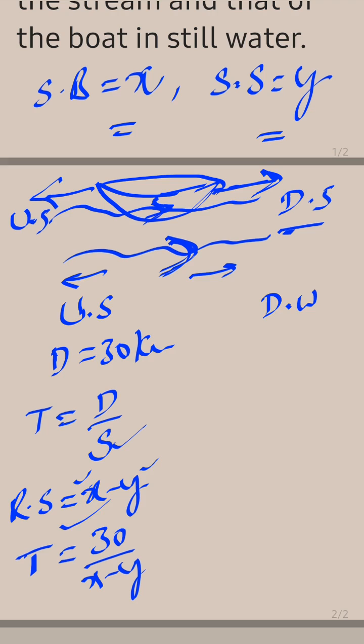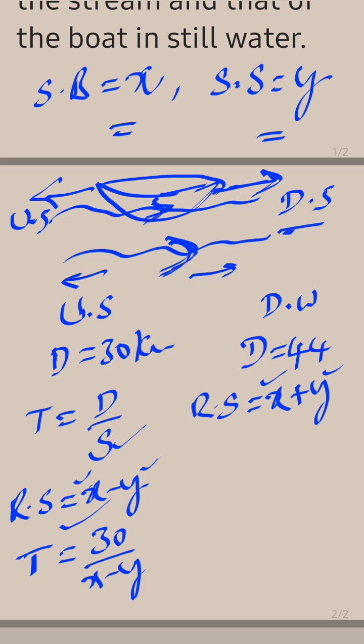Then for downstream, what is the distance? 44 kilometers downstream. And what is the speed for downstream? I said both must be added, x plus y. That means the speed of the boat and the speed of the water y must be added, so the relative speed downstream is x plus y. Then time is equal to distance by speed, that is 44 by x plus y. So this is the time for downstream, and that is the time for upstream.